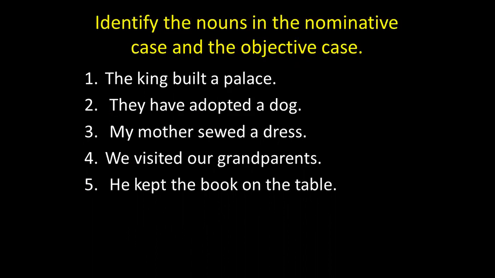First one, the king built a palace. In this sentence, king is in the nominative case. The noun is used as the subject. Palace is the object. Therefore, it is in objective case. You need to identify these and write them as homework. I am just explaining to give you a better understanding of these words. They is the subject. Therefore, it is a nominative case. Dog is the object. Therefore, it is an objective case.